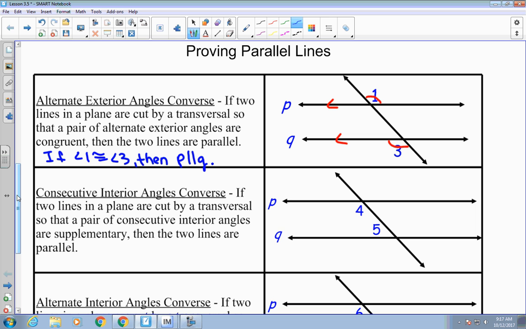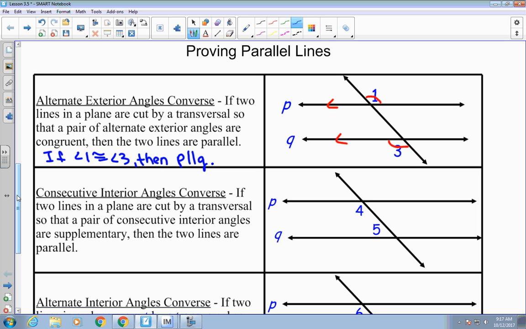Yes? This is a little off topic, but do you use something similar to the parallel postulate to make it perpendicular as well? Like if you can draw exactly one line to make it parallel, can you draw exactly one line to make it perpendicular? Yeah, that would be the protractor postulate probably. Yeah. Okay.